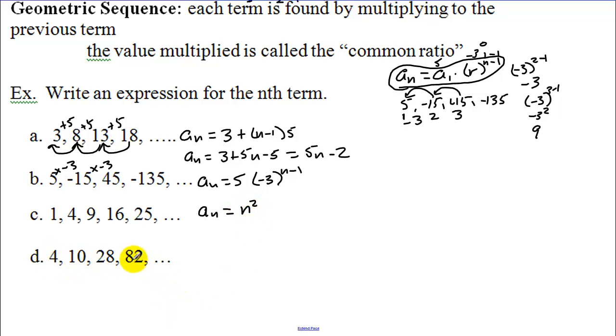This one is a lot harder to see, but once you do a few of these, you get the hang of it. This one is a little harder to see, but it is 3 to the n, and then add 1. So this is 3 plus 1. This is 9 plus 1. This is 27 plus 1. This is 81 plus 1. So A sub n equals 3 to the n plus 1.